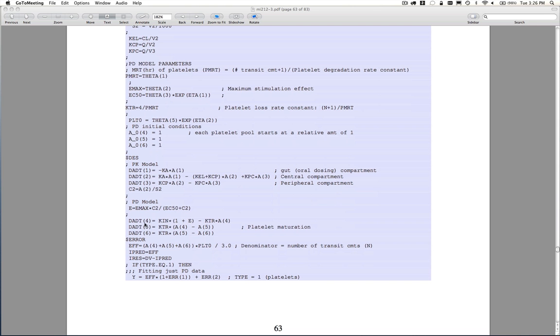And then down here in compartment 4, we're stimulating the production of those young platelets. So that KN value is being stimulated by this effect. Those young platelets, once they're stimulated, are then transitioned out of compartment 4 using a first order process. And they're getting transferred out of compartment 4 into compartment 5, and then out of compartment 5 and into compartment 6, and then eventually out of compartment 6. And so that's how these platelets are maturing, if you will. They're being stimulated into 4, and then they mature down into 5, 6, and then are eventually removed from circulation.